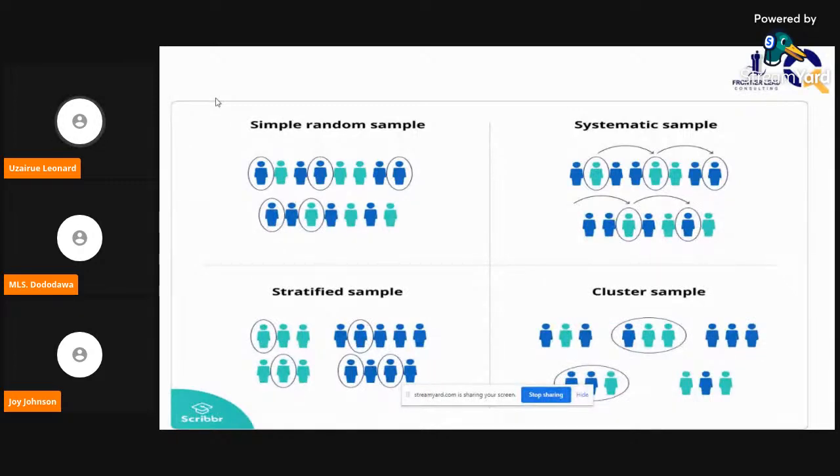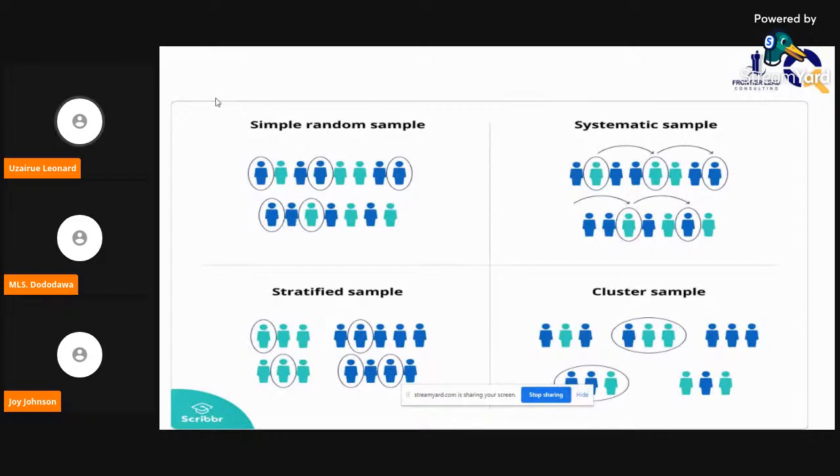When we say simple random sampling, it simply means every member of the population has an equal chance of being selected. Your sampling frame should include the whole population. So in this case, every individual of the population has a chance of being selected. Now, to conduct this type of sampling, there are certain things that you have to put in perspective.